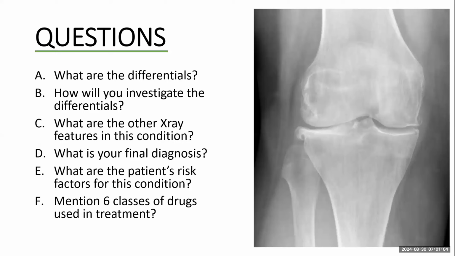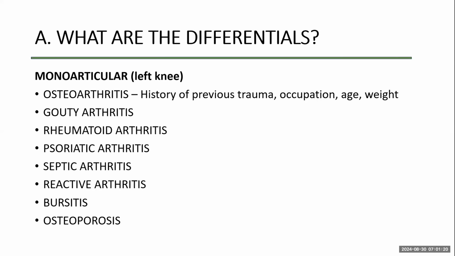The follow-up questions were: What are the differentials? Then how would you investigate the differentials? What are the other X-ray features in this condition? What is your final diagnosis? What are the patient's risk factors for this condition? And mention 6 classes of drugs used in treatment.